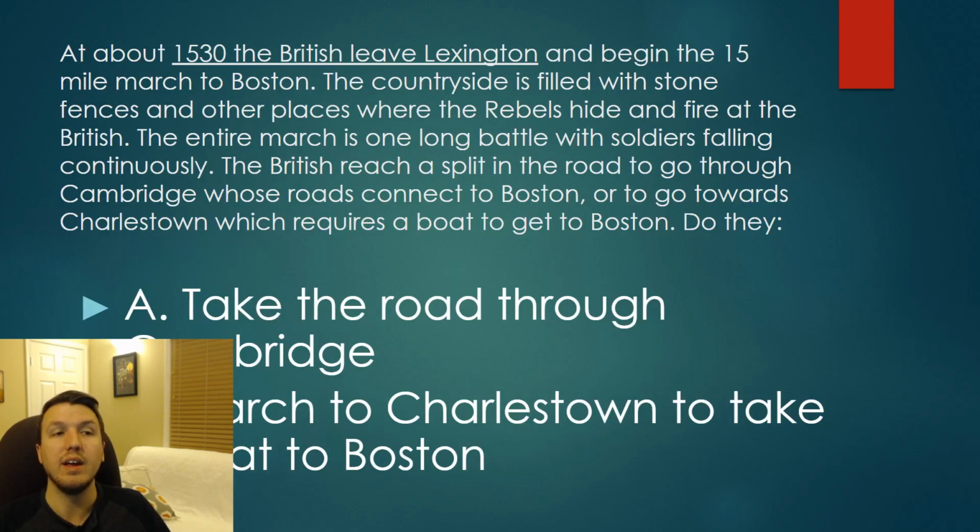All right, this is it. At about 15:30, the British leave Lexington, beginning the 15-mile march to Boston. The countryside's filled with stone fences and other places where the rebels hide and fire on the British. The entire march is one long battle, soldiers falling continuously. The British reach a split in the road to go through Cambridge, whose roads connect to Boston, or they go towards Charlestown, which requires boats to get to Boston.